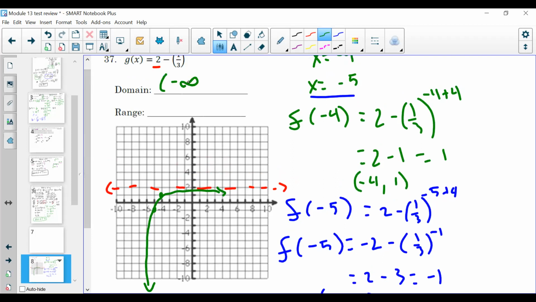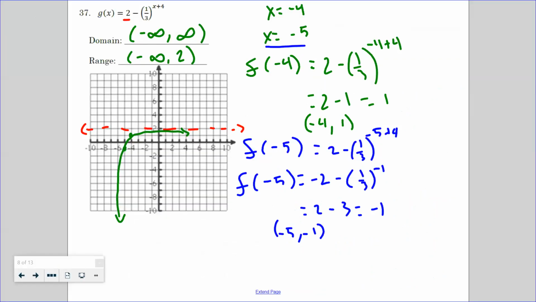Domain, all real numbers. Range, I can see I start from -infinity up to 2, and they both get parentheses. Any questions about that? Does that make sense? All right, let's keep going.